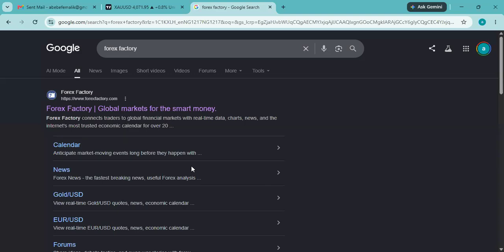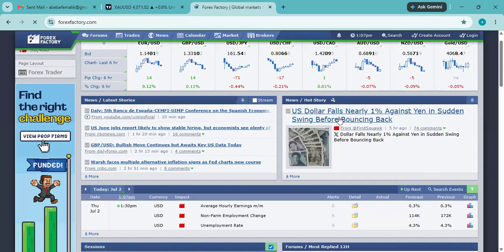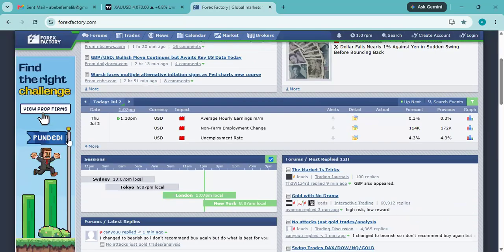just a moment, guys. Yeah, so for my Forex Factory, this is it. US dollar falls nearly 1% against yen in sudden swing. Oh, wow. All right. So this is it.